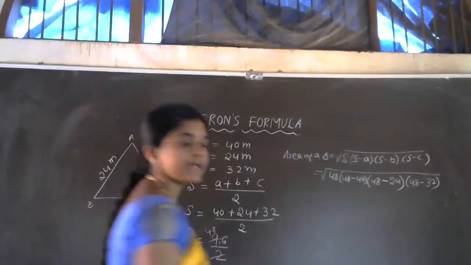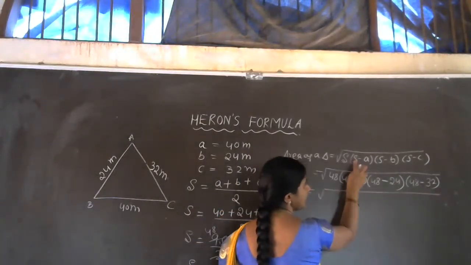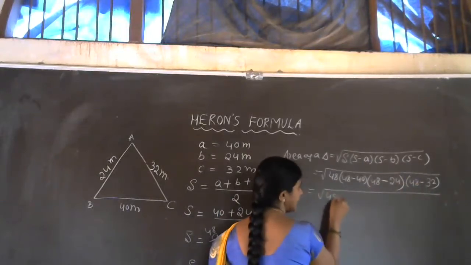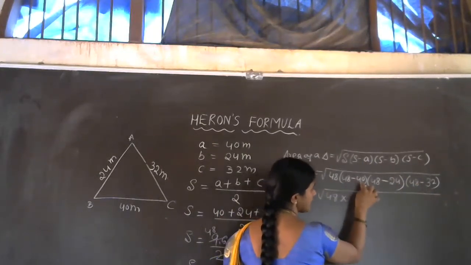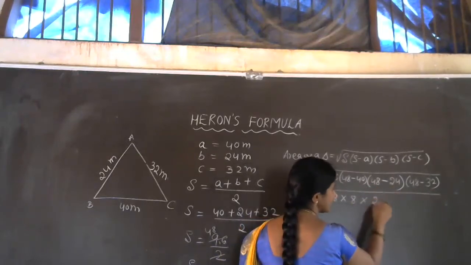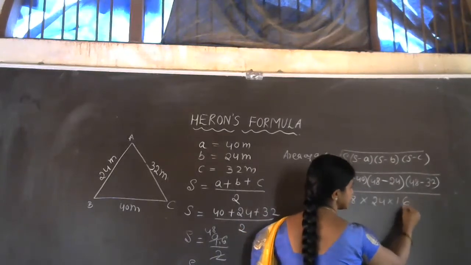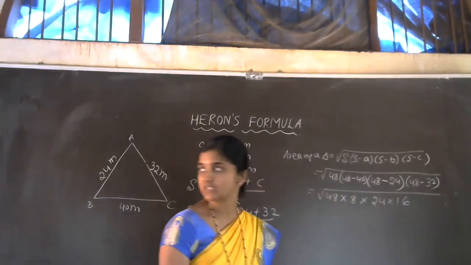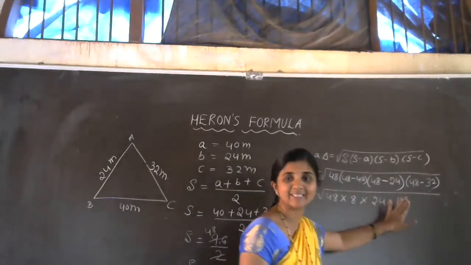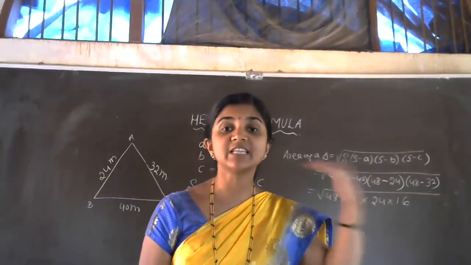What is the next step actually? The next step is square root of. We have to find S minus A, S minus B and S minus C first. 48 into 48 minus 40 is 8, into 48 minus 24 is 24, into 48 minus 32 is 16. Got the idea of this step now? Yes, 48 into 8 into 24 into 16. This is the third step after substitution.